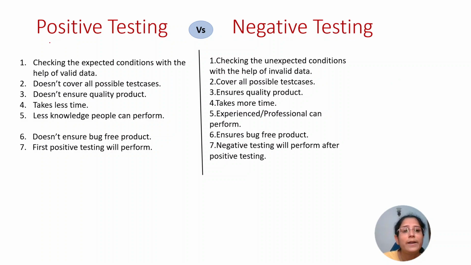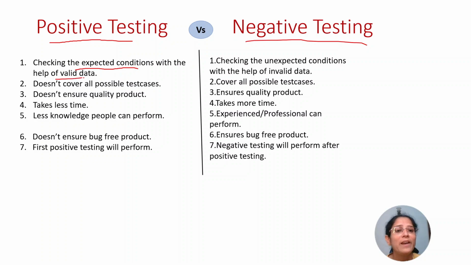Now let's understand what is the major difference between positive testing and negative testing. The first point is, as I already explained, in positive testing we will be checking the expected conditions of an application with the help of valid data. Whereas in negative testing, we will be testing the unexpected or unwanted condition with the help of invalid data. The second difference is, positive testing will not cover all possible test cases.